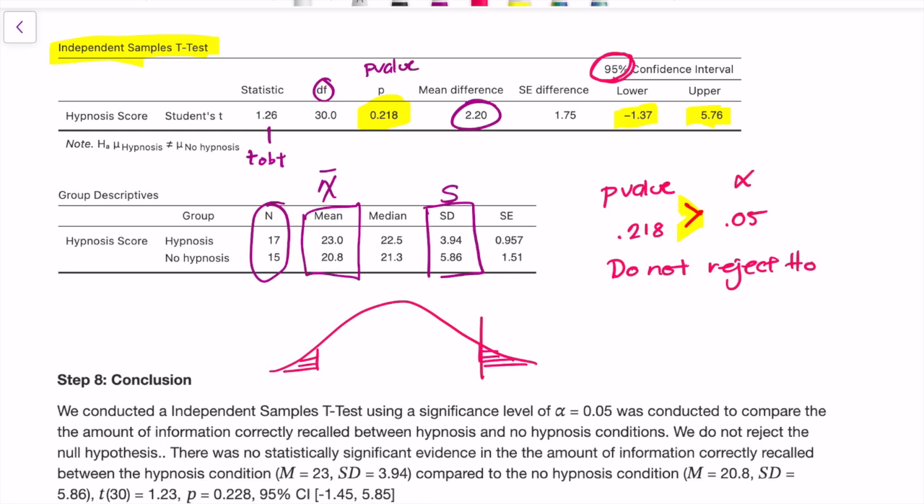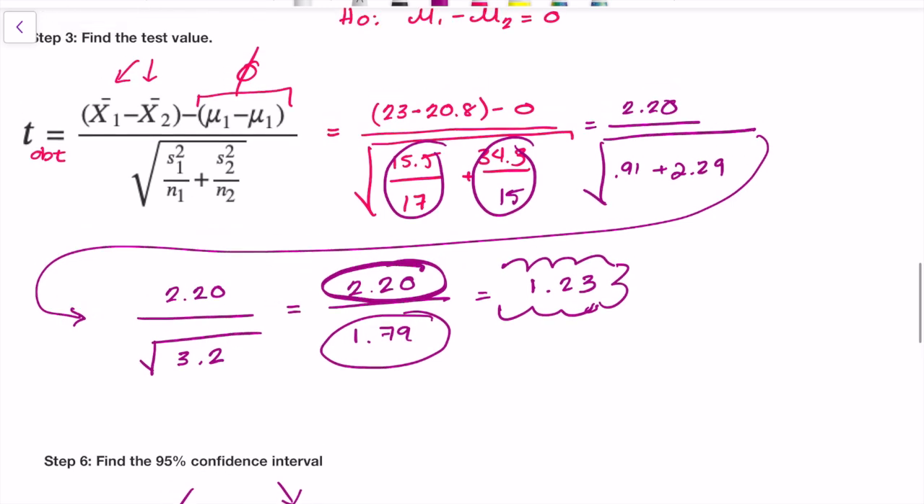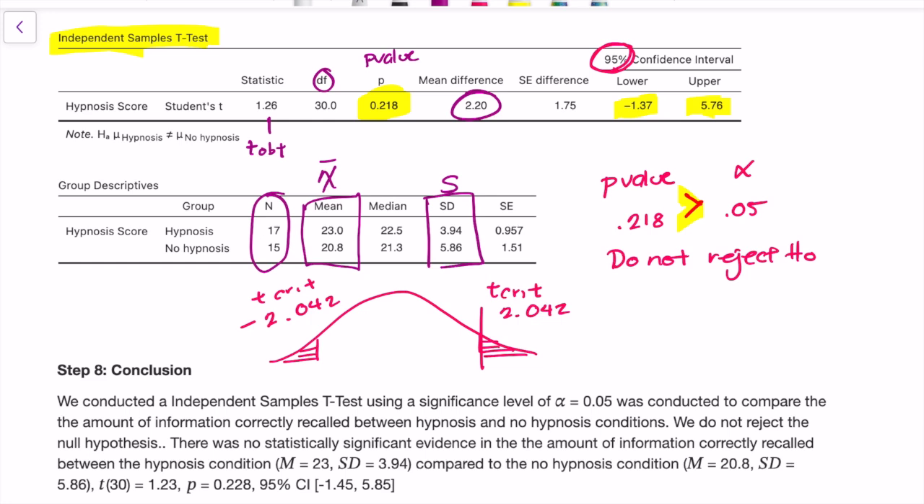We know that our T crit was 2.042, and over on this side it was negative 2.042. Our T obtained was 1.23. So this is our T obtained. It is not in the rejection region, so we also decide to not reject the null hypothesis.